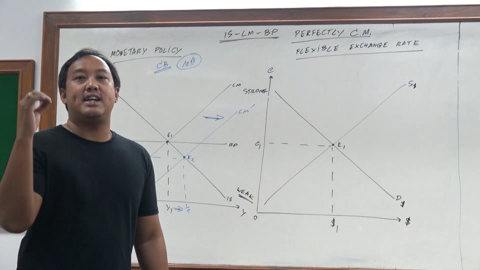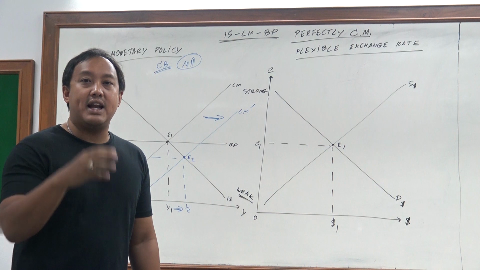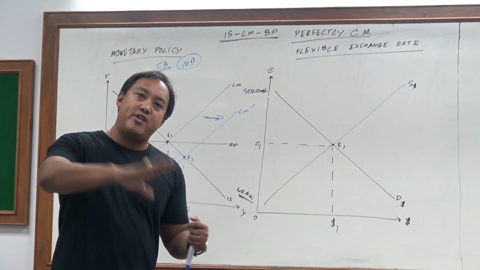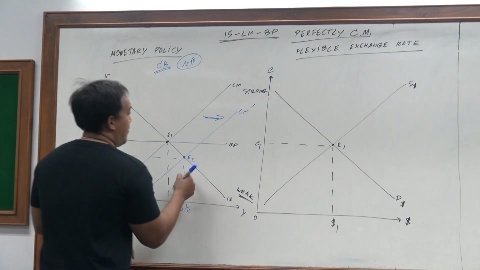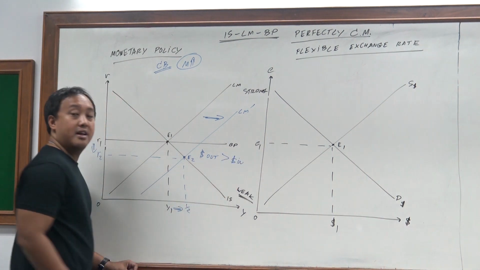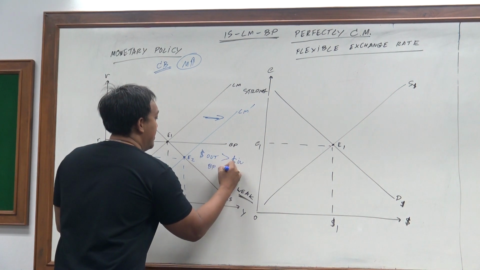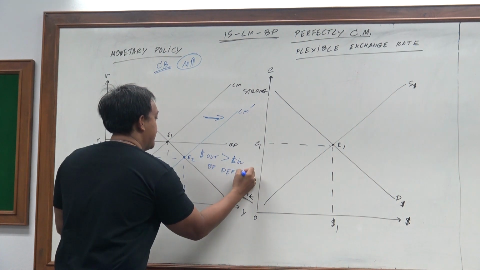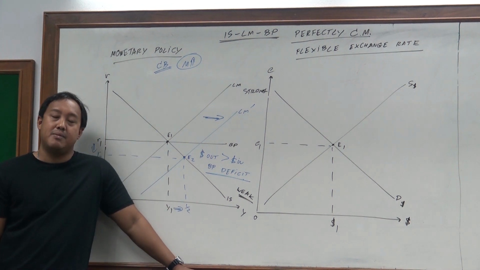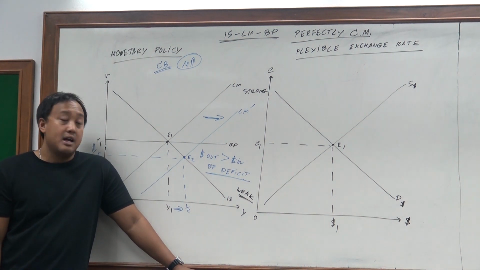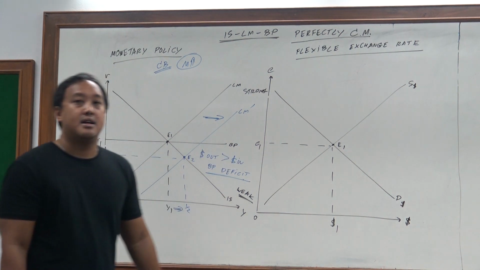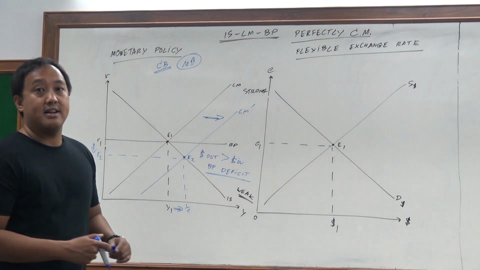Because when the real interest rate is too low, the return on money in our country is too low. Nobody wants to invest money in our country anymore. They're going to move the money out. Then more money moves out than moves in, and the balance of payment becomes a deficit. So how is that going to affect the currency market?